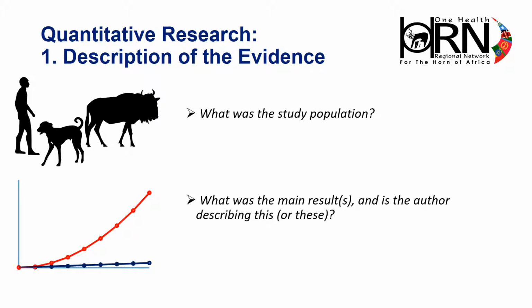Ensure that the results really are what the authors say they are. For example, do they confuse incidence and prevalence? Ensure that such calculations use the most appropriate numerator and denominator, and also ensure that the conclusions can actually be made based on the data collected.